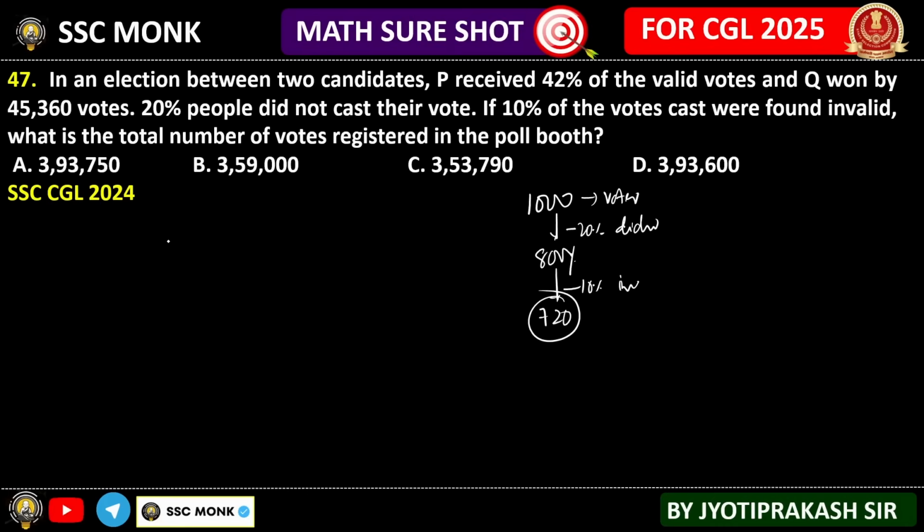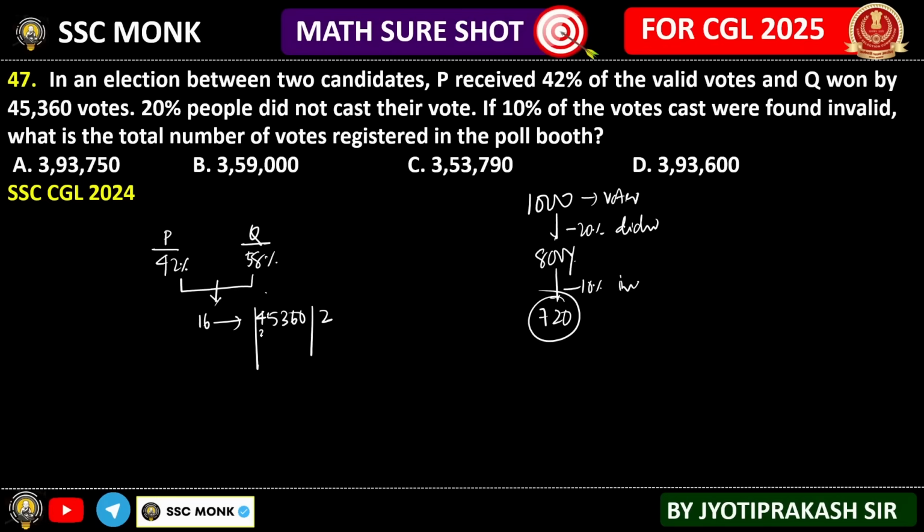Yes. It is saying P received 42%. So Q must have received 100 minus 42. That is equal to 58%. And Q won by 45,360. What is the difference? 16%. Is equal to 45360. So let's solve this.